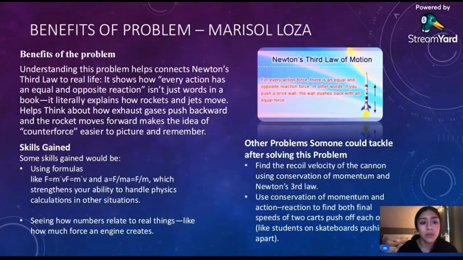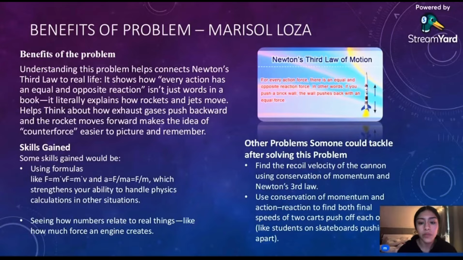Benefits of the problem. Understanding this problem helps connect Newton's third law to real life. It shows how every action has an equal and opposite reaction. It isn't just words in a book. It literally explains how rockets and jets move. Thinking about how exhaust gases push backward and the rocket moves forward makes the idea of counterforce easier to picture and remember. Skills gained: using formulas like F equals m times v, which strengthens your ability to handle physics and calculations in other situations, and seeing how numbers relate to real things, like how much force an engine creates.